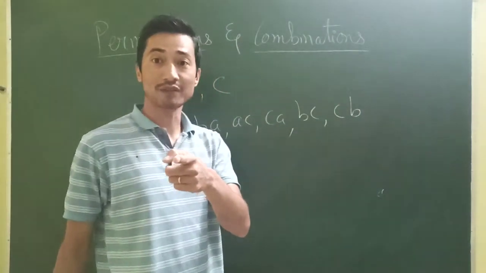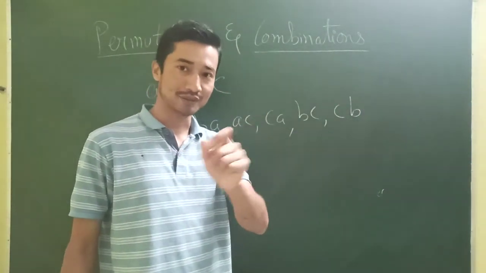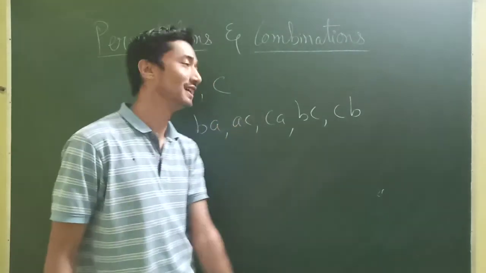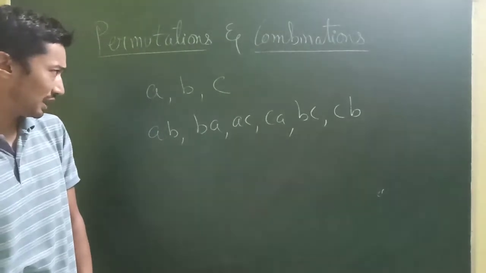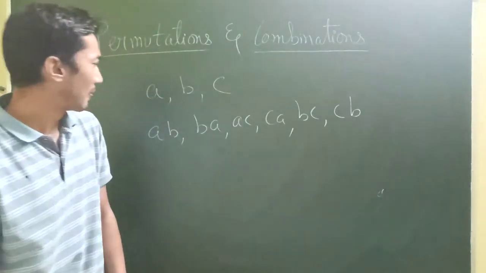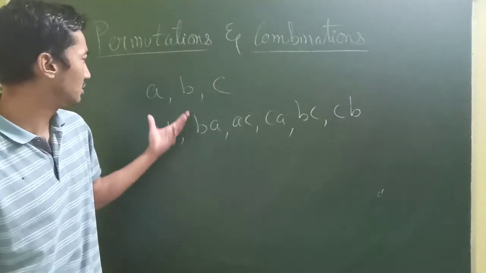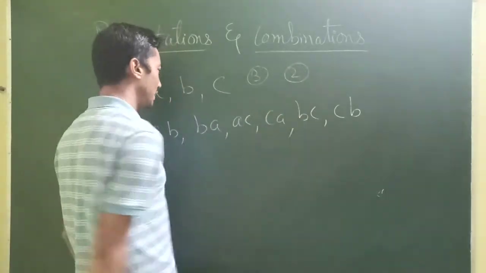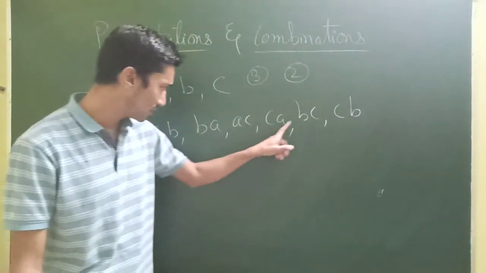I believe you have your pen and paper with you. That's the way to do maths; you don't do maths by watching. So I think that's it, and I don't think we can have more than that. Using these three letters by taking two at a time, how many arrangements do we have? 1, 2, 3, 4, 5, 6.